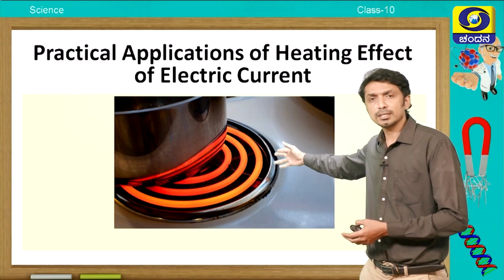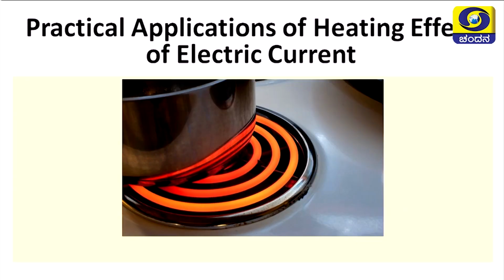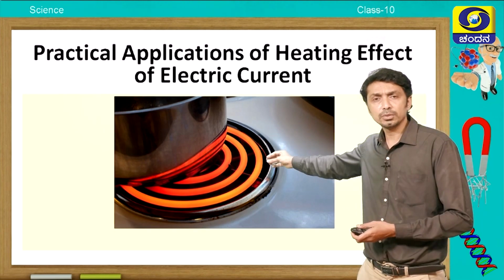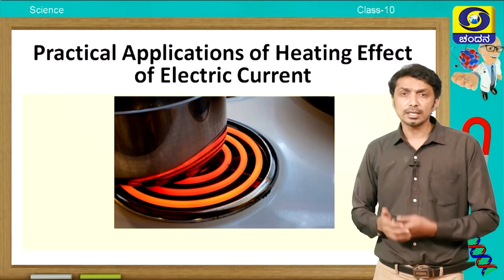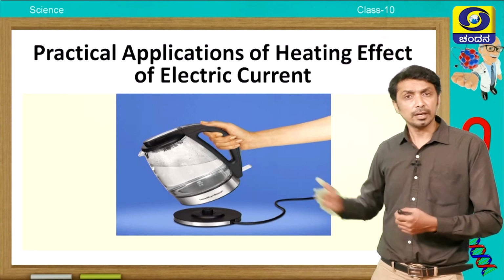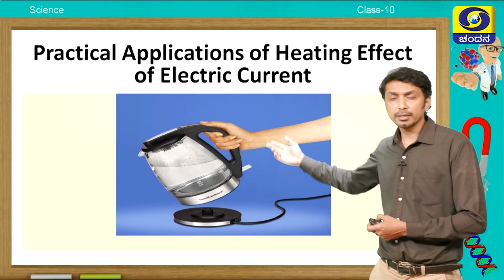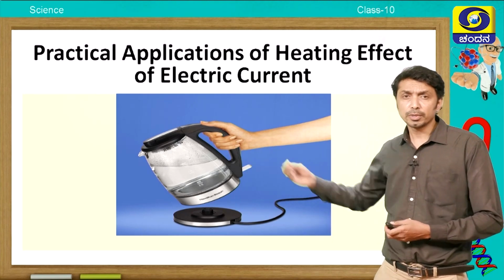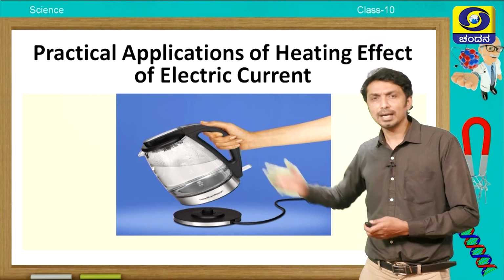The reason these appliances produce higher temperature is their resistances. We use such conductors where the resistance is high to produce more heat energy. And what is this? This is an electric kettle. Again, here it uses electrical energy to produce more heat because its resistance is higher.